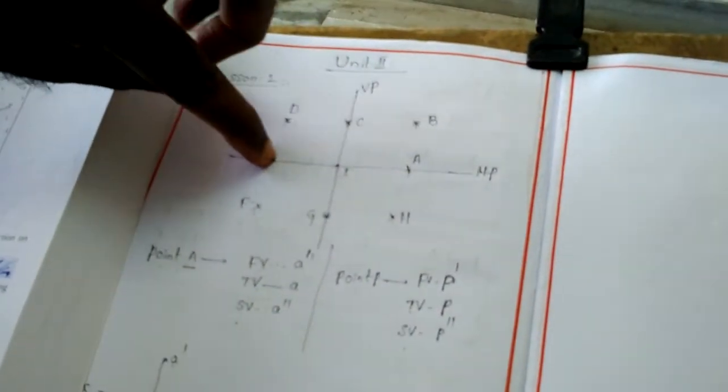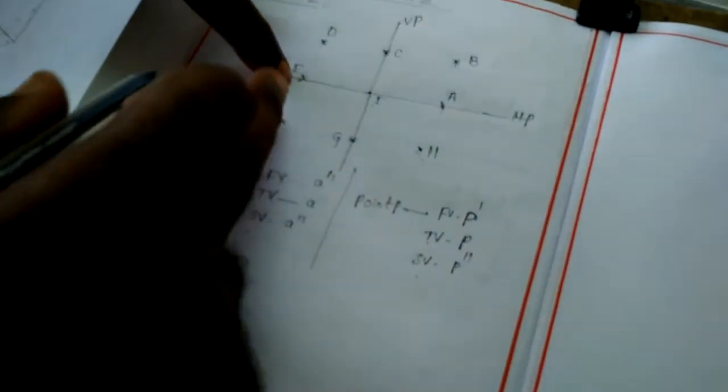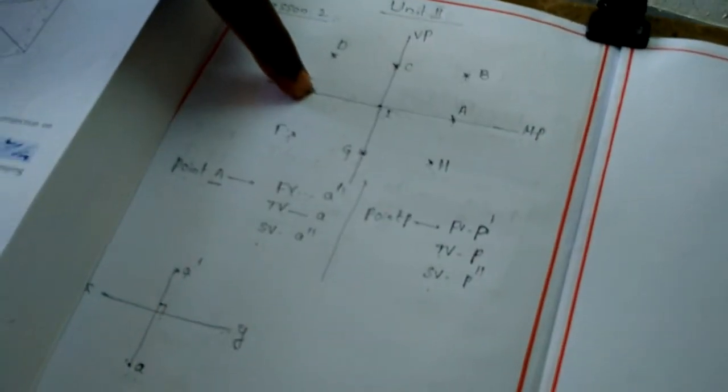That's why front view is on the XY line. 20 millimeter behind of VP. This is VP, behind of VP. That's why the point is here only. Why? Because this is on HP, behind of VP. On HP is there and behind, the point A is here. So that's why front view appears like this one. That's why it is on the XY line.